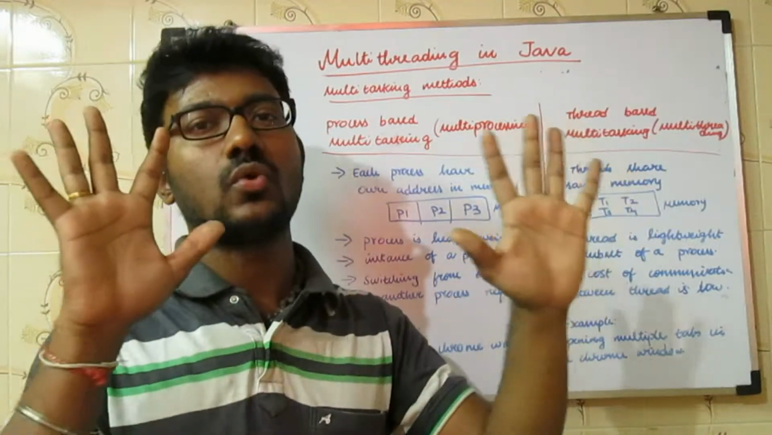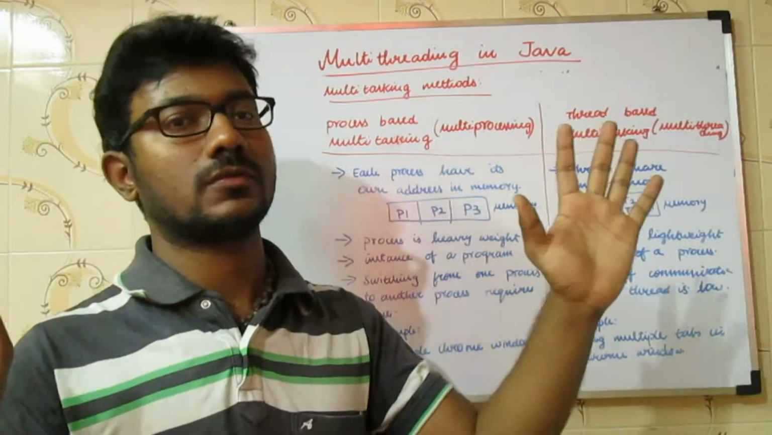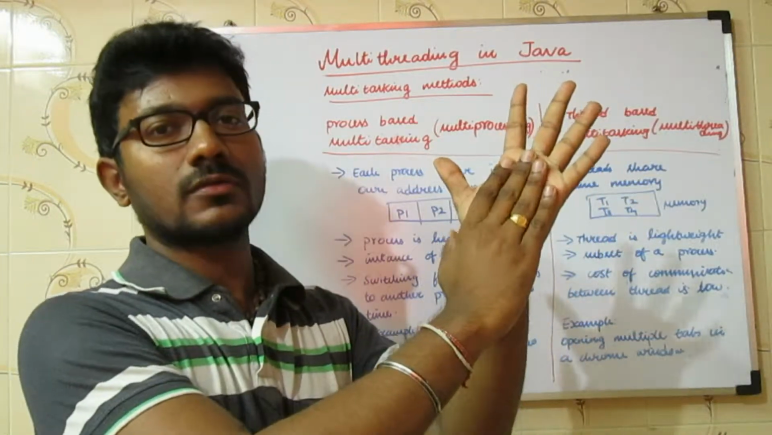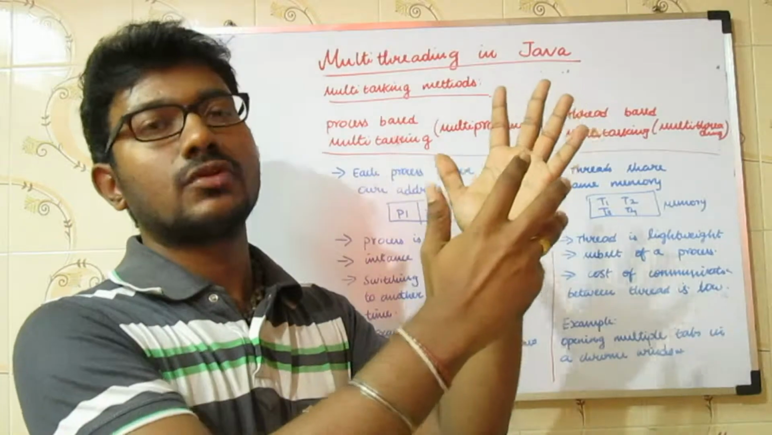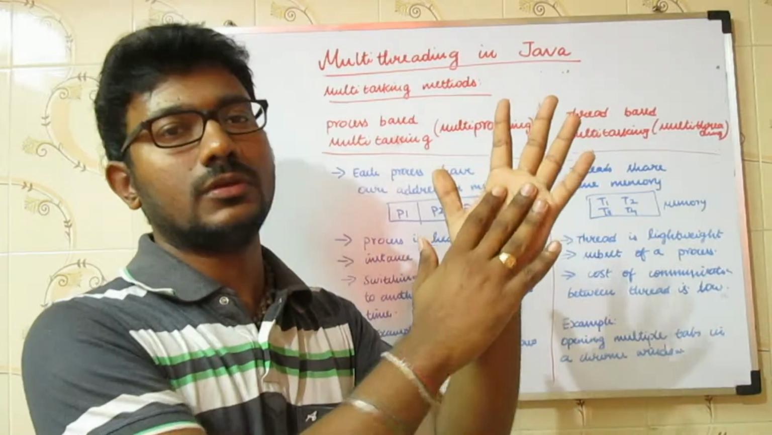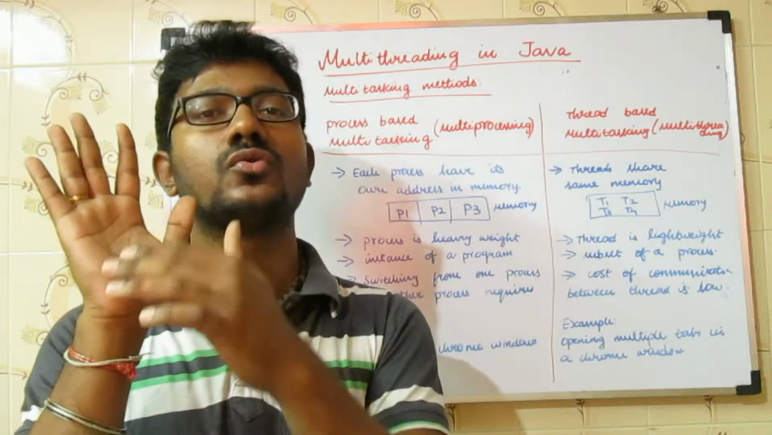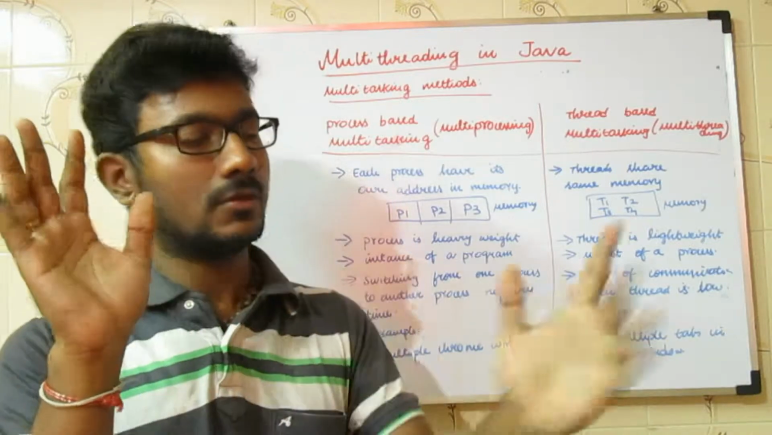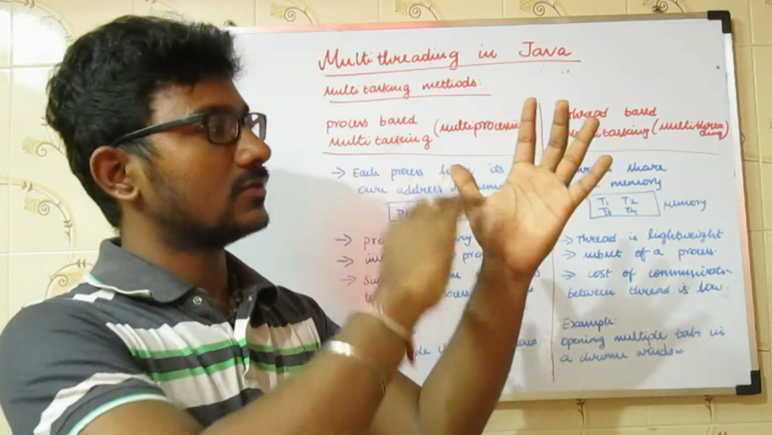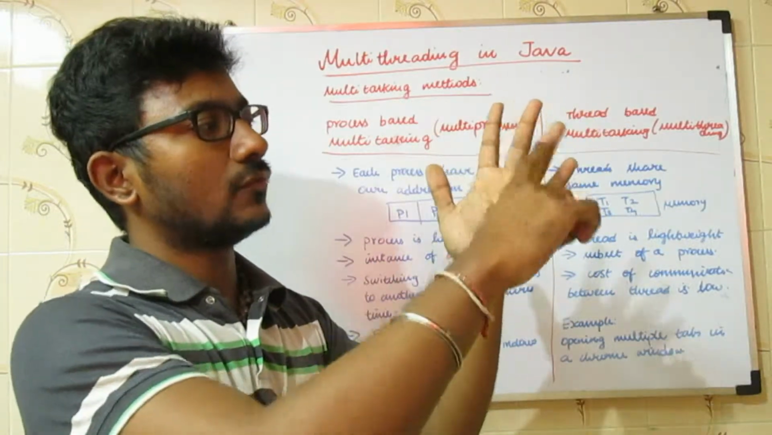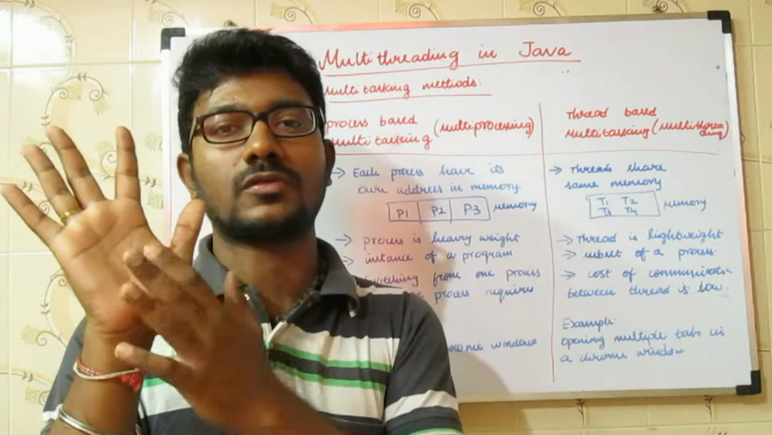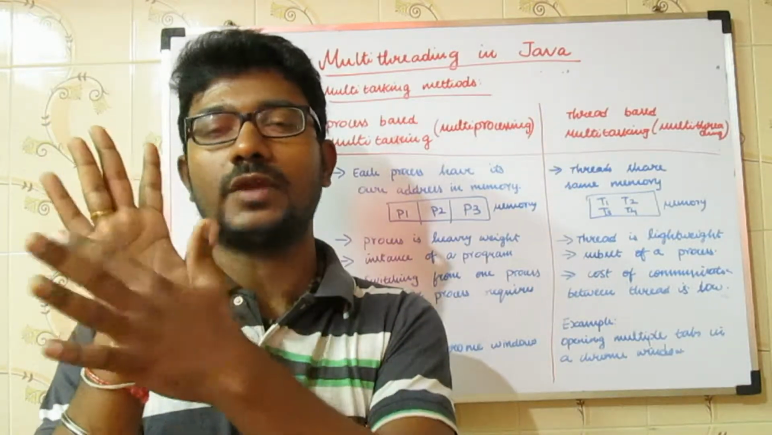Consider these two hands are two processes. This is the first process. This process is meant for doing the factorial operation, and this process is meant to do some prime number operation. So this process has 5 threads: 1, 2, 3, 4, 5 threads. And this process has 5 threads: 1, 2, 3, 4, 5 threads.